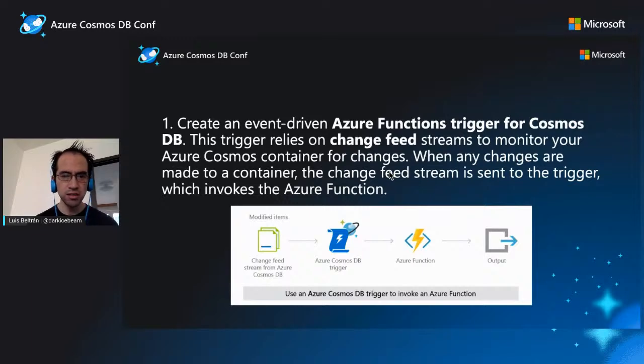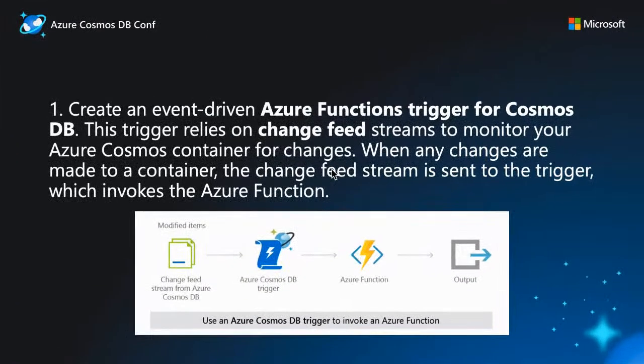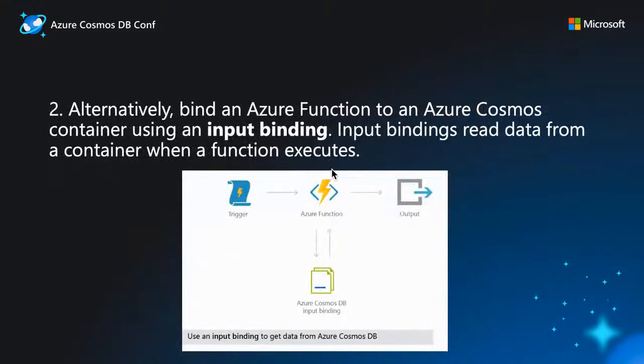The first one is you can create Azure Functions triggers, which is event-driven, which relies on the change feed streams to monitor your container for changes. So when there are some changes made to the container, this change feed stream is sent to the trigger and thus invokes the Azure function. Actually, there is also another nice talk in this Cosmos DB Conf by Gabriela Martinez. She talked about the change feed, so I recommend you to watch that presentation. The second one is the input binding.